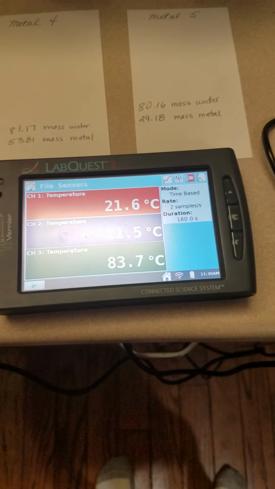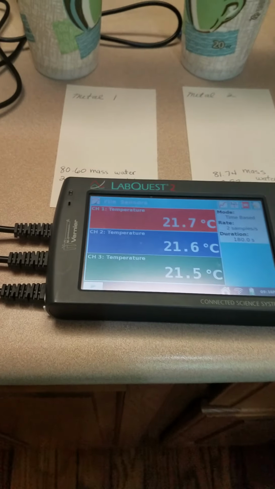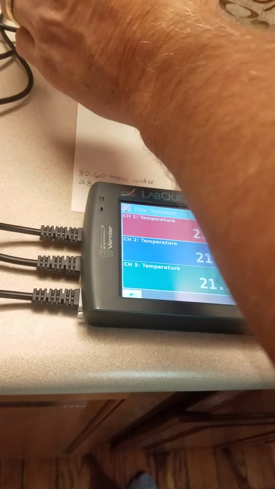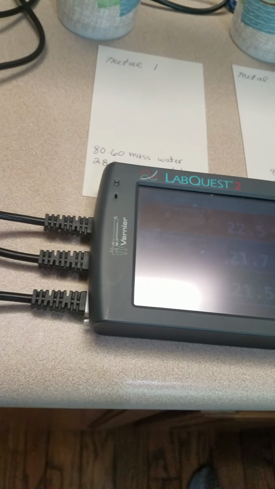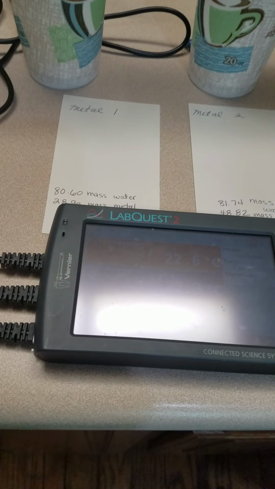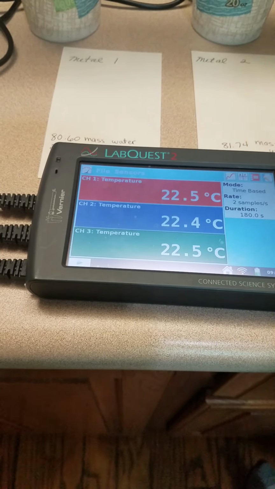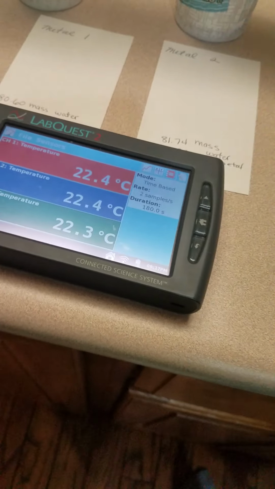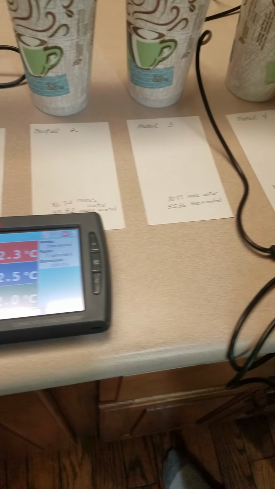So I'm going to hand off this for a moment. Make sure I get that picture. Okay. And I'm going to put these metals in these cups with water one at a time. Lids on these, and we'll leave them sit for a couple of moments, and we'll see what happens with the final temperatures.